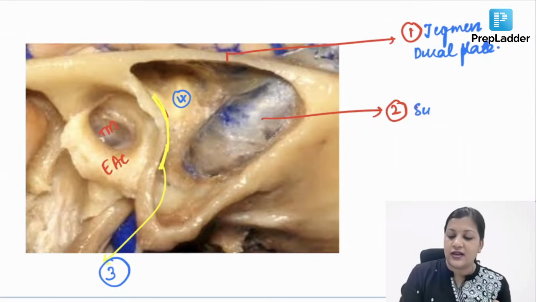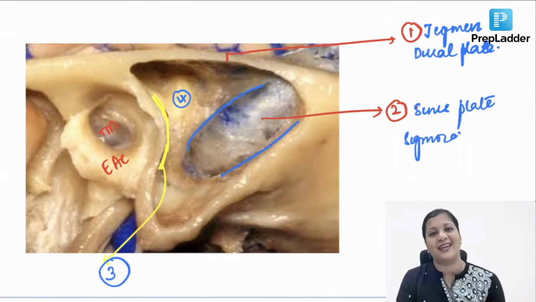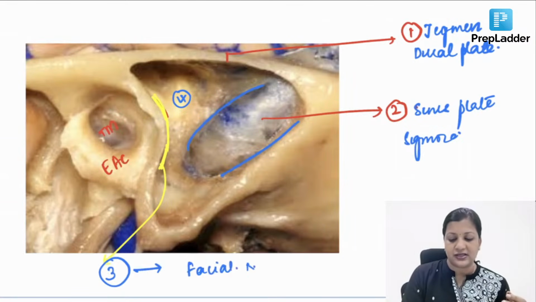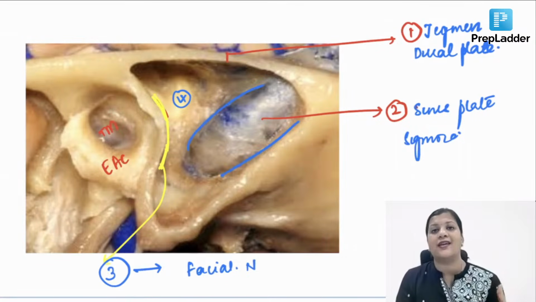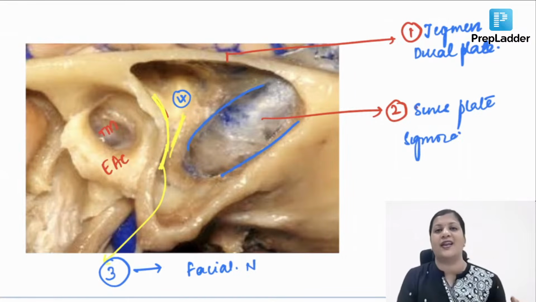The second one is the sinus plate, where we have got the sigmoid sinus. That is why you see this bluish color, because the sigmoid sinus carries the venous blood. And the third structure that is labeled is your facial nerve. This is a very high priority structure that we take care of while doing mastoid surgery. It of course gives a branch here which is called the chorda tympani nerve.